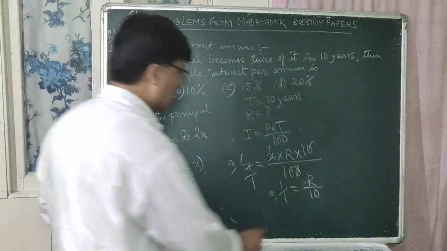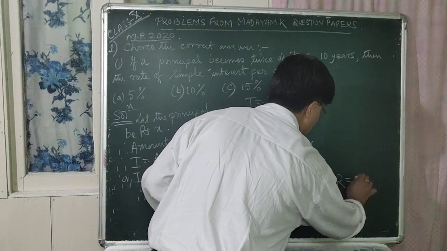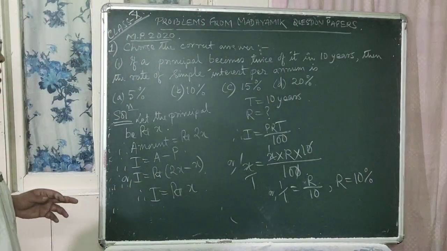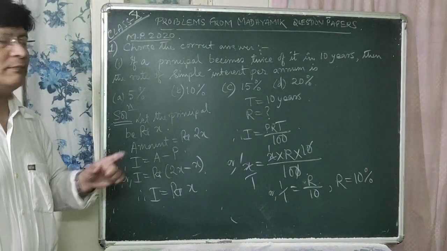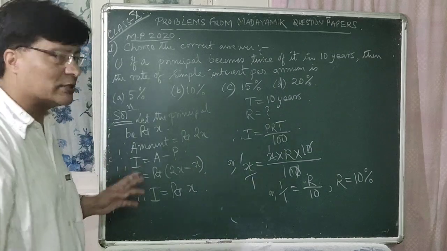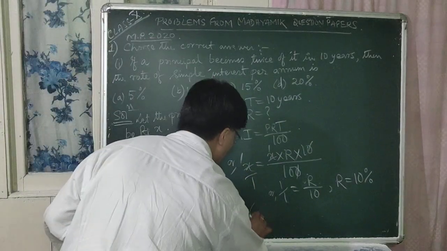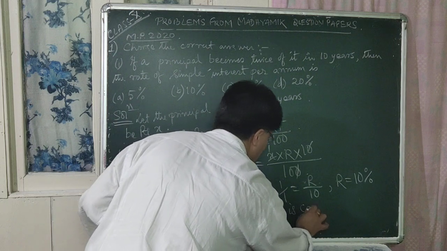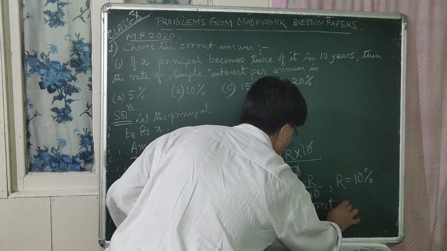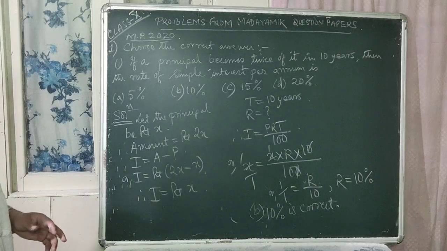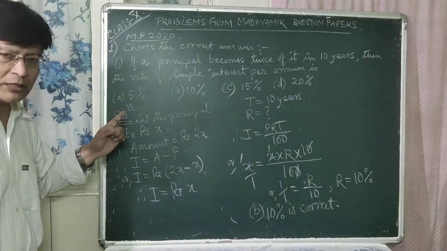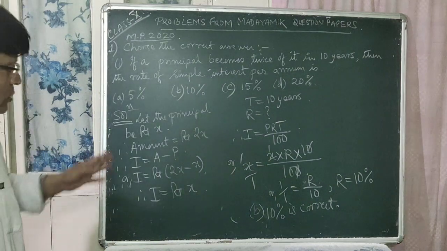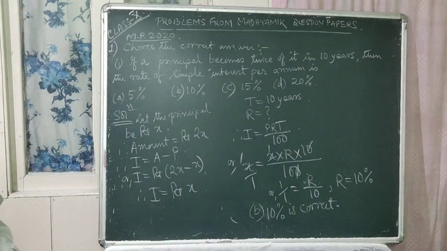So if you cross multiply them, what do we get? R is equal to 10%. So what is the rate of simple interest per annum? It is 10%. So which is the correct option now here? That is B. 10% is correct. It is number B. Is it understood? So you can copy it. We'll do the next question now.